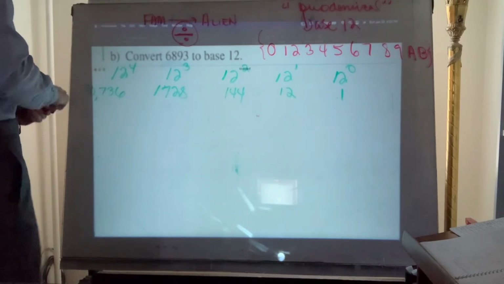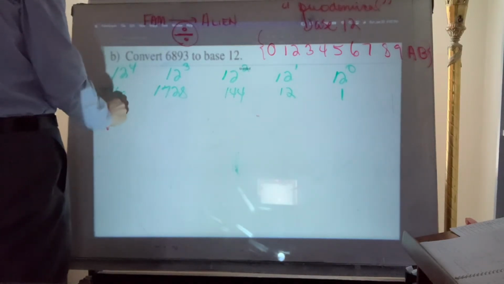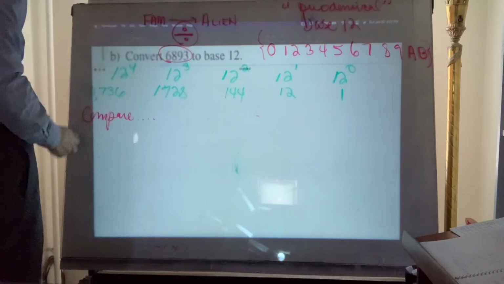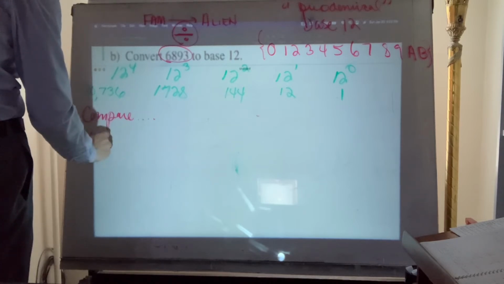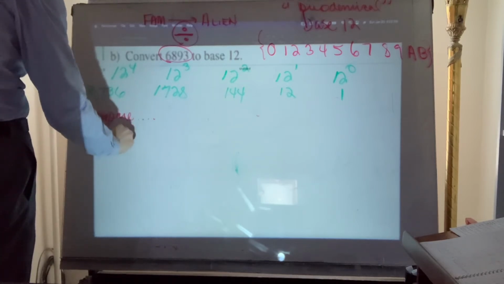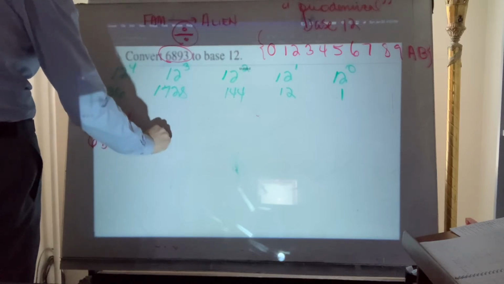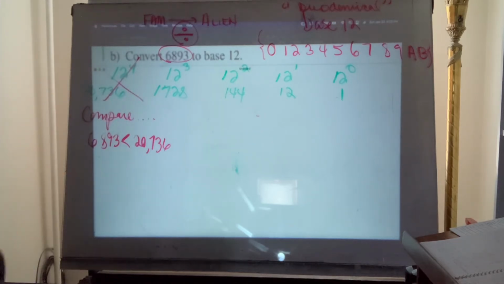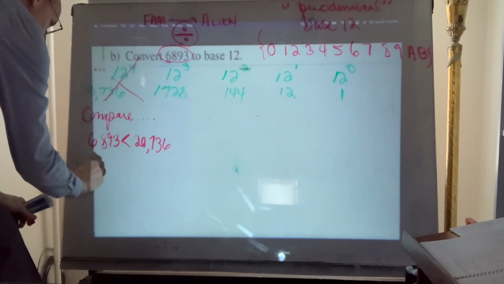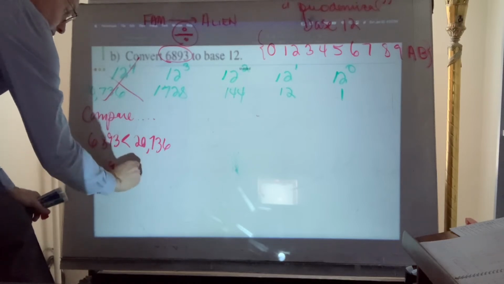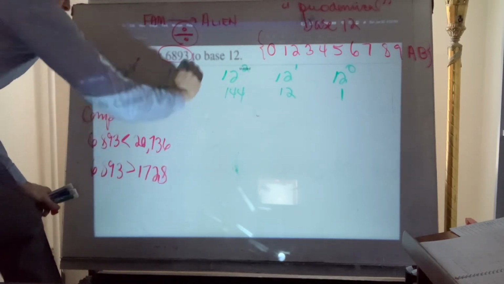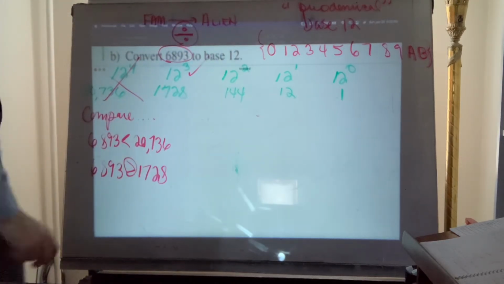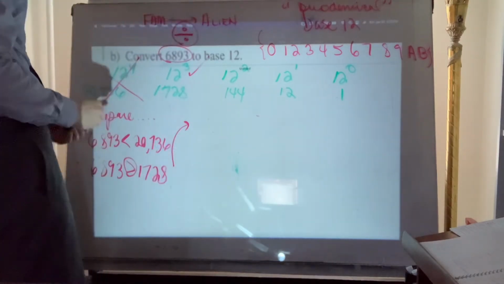All right, we're going to compare now. The figure that's given, 6,893, is less than 20,736, otherwise known as 12 to the fourth. So we're definitely not going to use that. All right. That's the barrier. 6,893 is going to be greater, thankfully, than 1728. So this is where we're going to start. Or if it was equal, we would do that too. So I don't have to bend over.